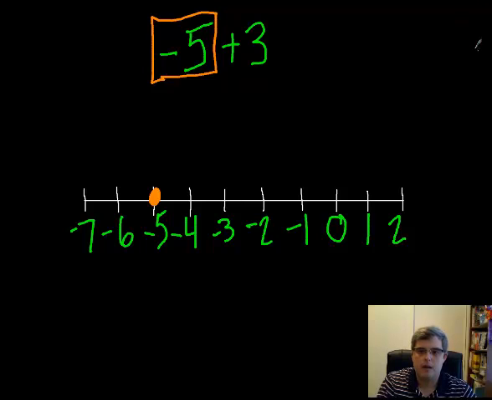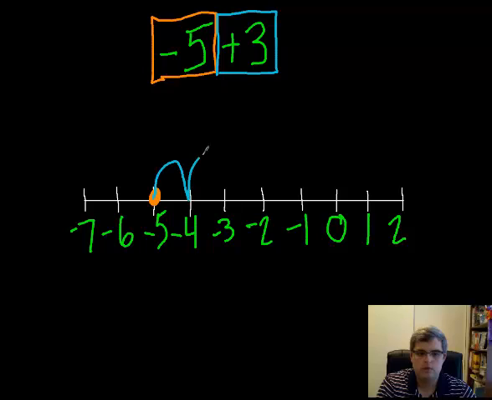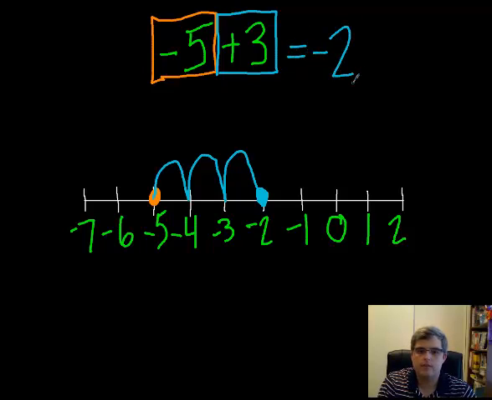Then box the number and the sign in front for the second half of the problem. This means we're going to move positive 3. Positive is which direction on the number line? Right, it's to the right. So we're going to move to the right 3 times. So 1, 2, 3, and there's the answer. Negative 5 plus 3 is a negative 2.